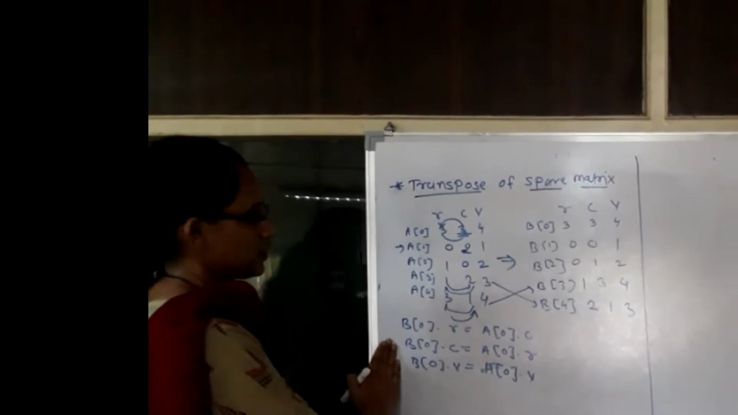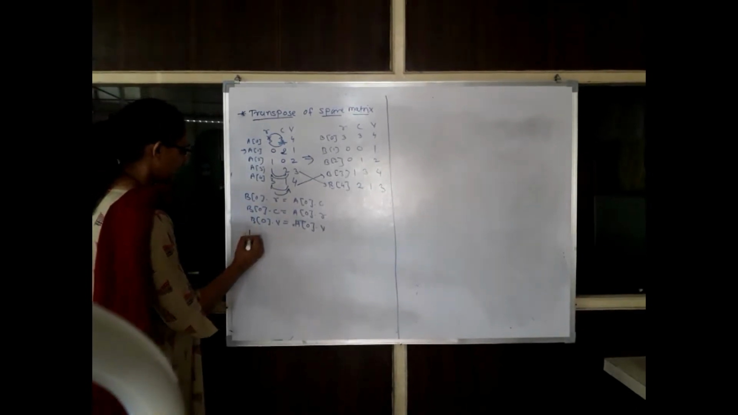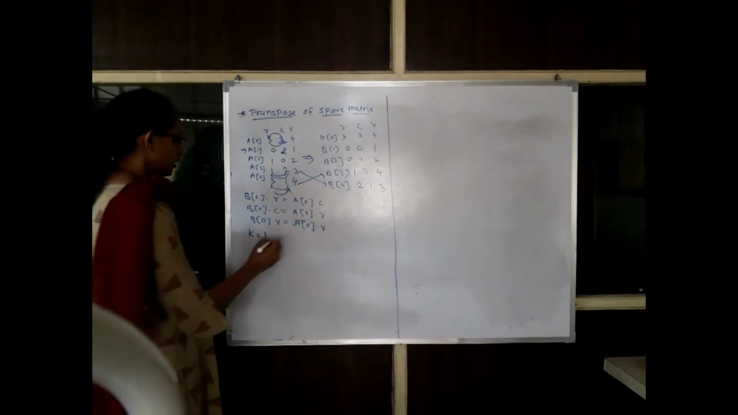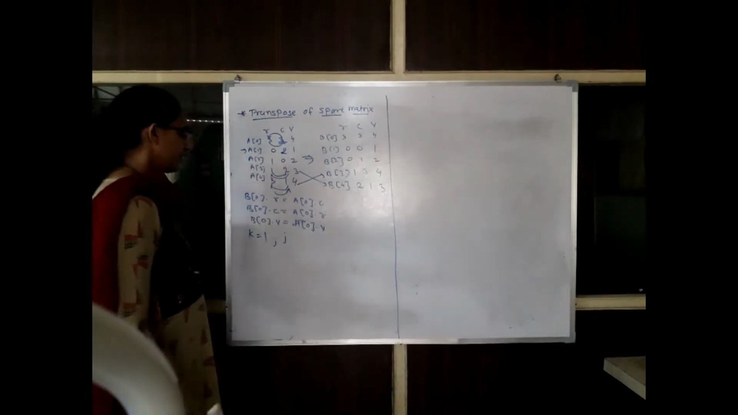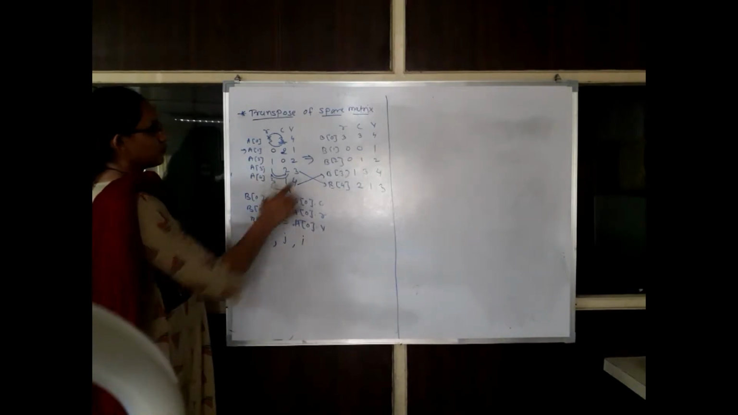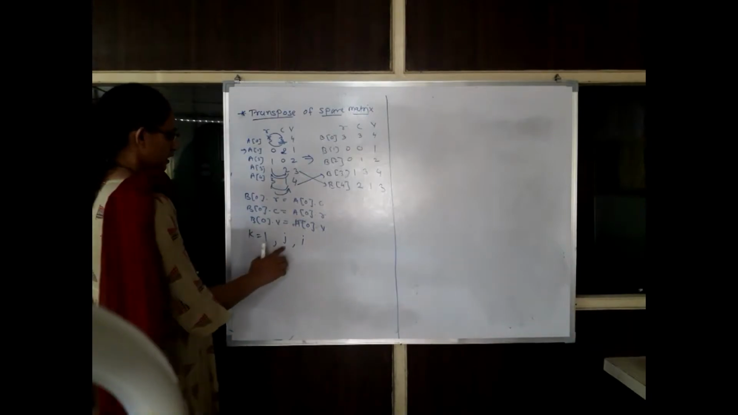We have done this zeroth row. Now for this, how to do? Take one counter variable k, initialize it to 1. Take one variable j and one variable I. Now this k is for B matrix. It will increment the index of B matrix.